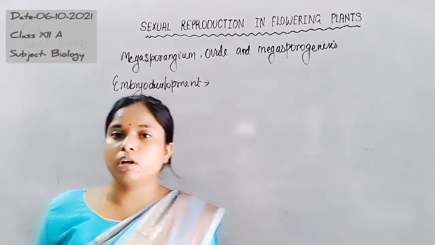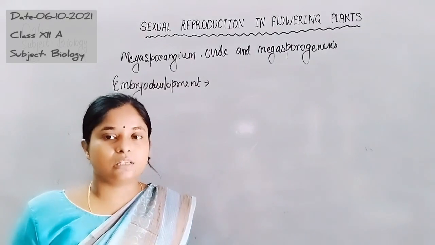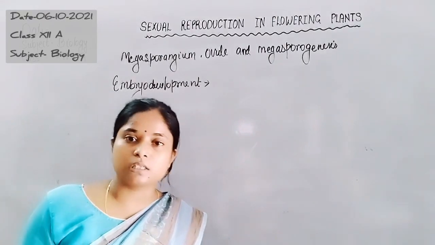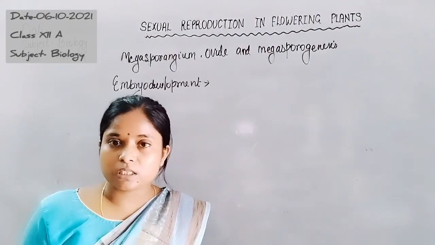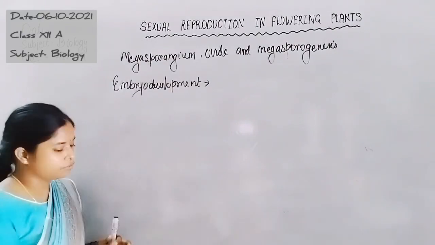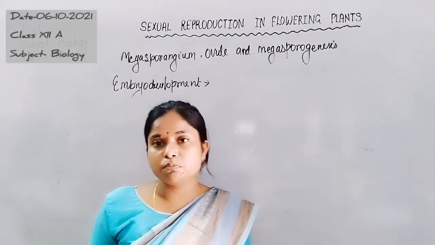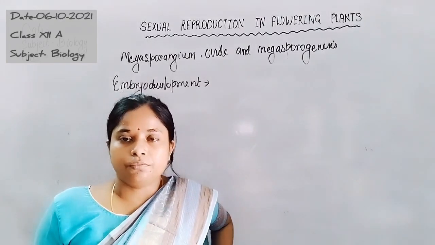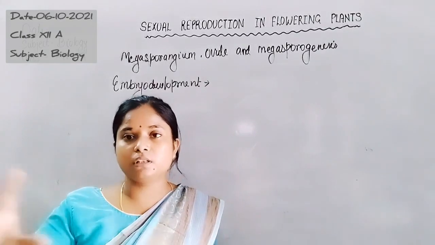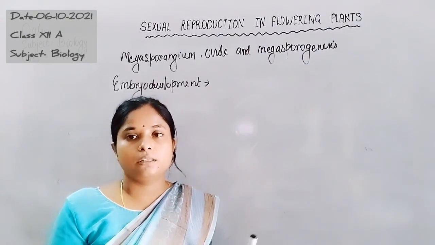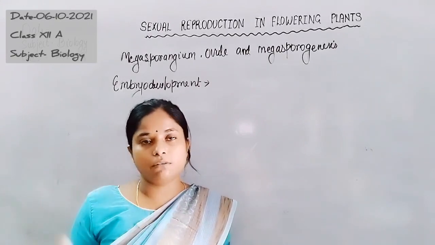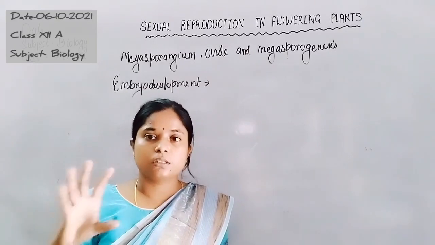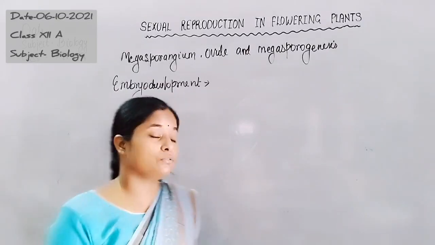So here is the overall about megasporogenesis and microsporogenesis. We have discussed microsporogenesis in the previous class, and in today's class we discussed megasporogenesis. Another important thing about megasporogenesis is the placenta. The placenta helps in the attachment of the ovule to the ovary. Then after fertilization, in most plants the ovary is converted into the fruit, whereas the ovule is converted into the seed.